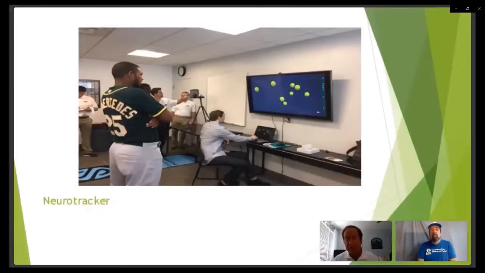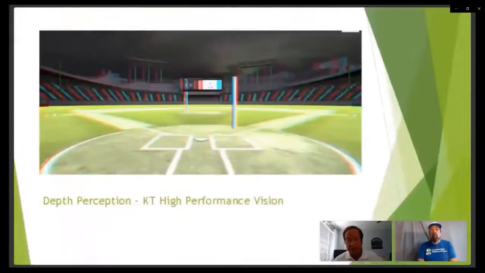So what you're doing is you're training somebody to deal with multiple visual stimulus all at once. In most sports, there's a lot going on. And if you can learn to isolate out what you need from what you don't need, you're going to play your game better. So that's one device, the Neuro Tracker.